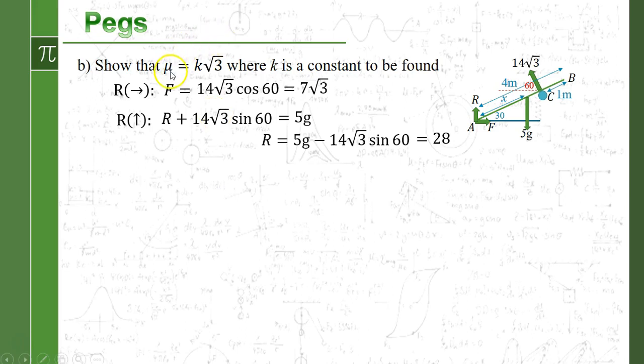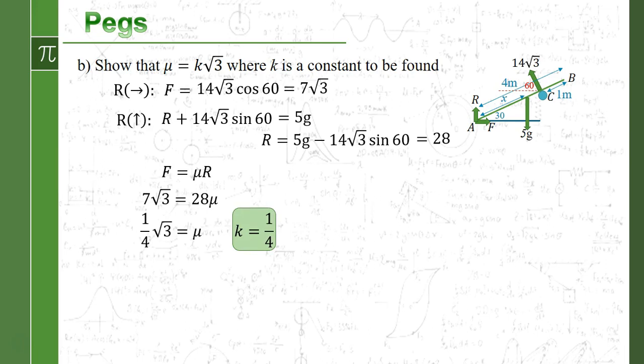Now, we are aiming for mu equals k root 3, where k is a constant. So let's go for F equals mu R, because we've now got F and R. Plug in the values that we had, do some dividing, and clearly there you go. We have got k equals a quarter. And there we go, that's that bit sorted.